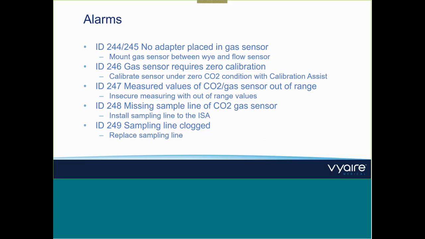Here are the five alarms which can occur on the Bellavista. Mainly it's the calibration alarm. There is no adapter placed in the gas sensor, because then you can't connect it. And also that the measured values are out of range, which won't happen very often. And also when you forgot the sampling line, and then there is ID 249. When the sampling line is clogged, this can happen, for example, on the side stream. And so there's also the troubleshooting behind that.